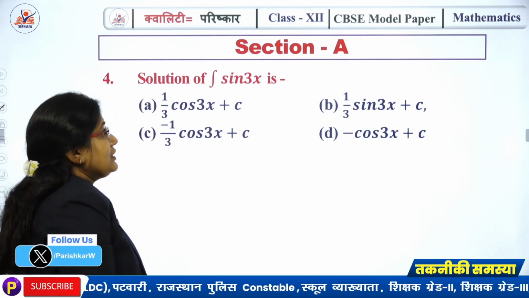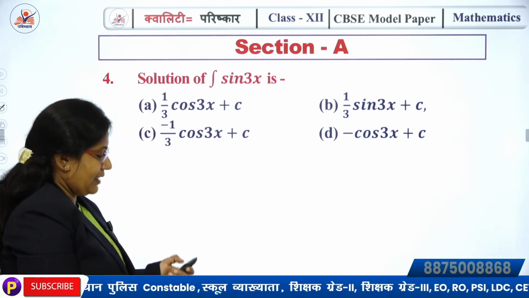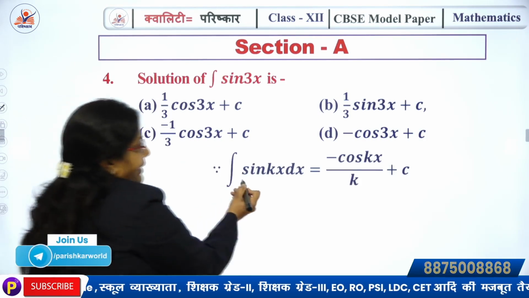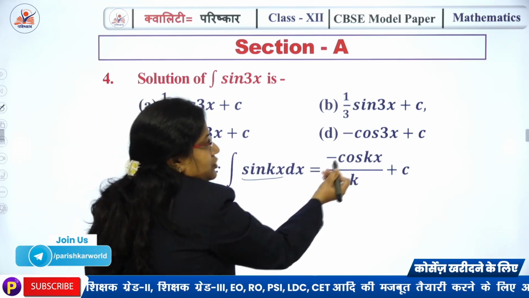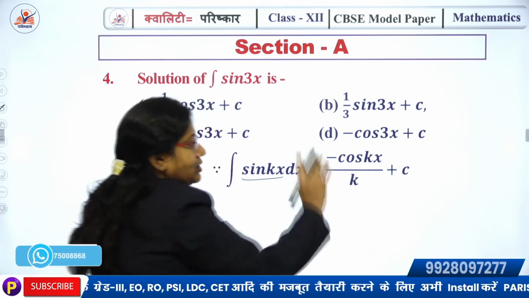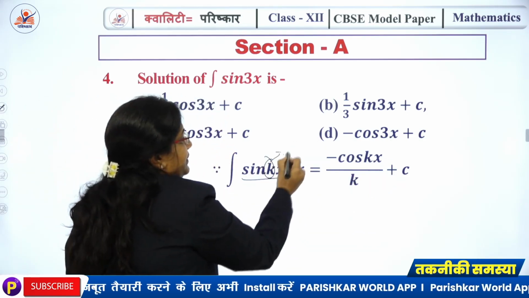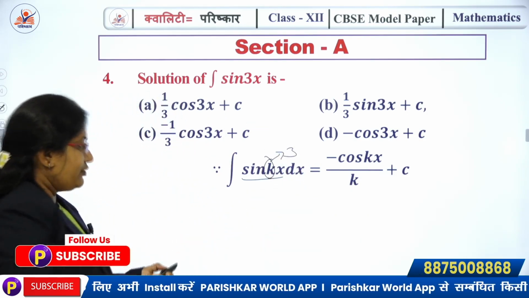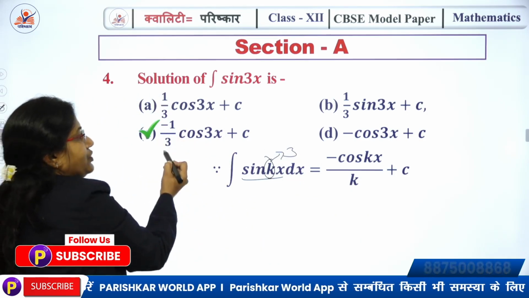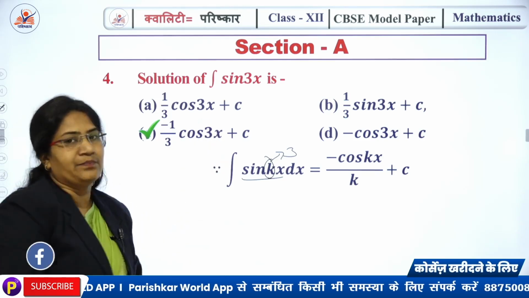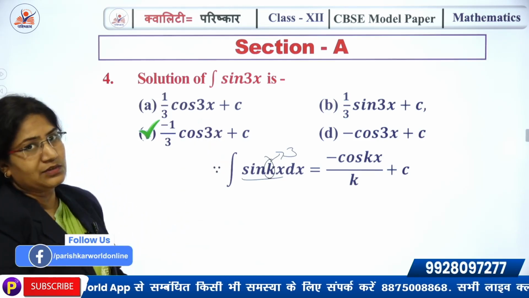Solution of integration sin 3x. Students, as you know, the integration of sin kx is minus cos of kx upon k plus any constant. That means here the value of k is 3. So the right option will be minus 1 upon 3 cos 3x plus c. Okay students, I hope you understand this question.